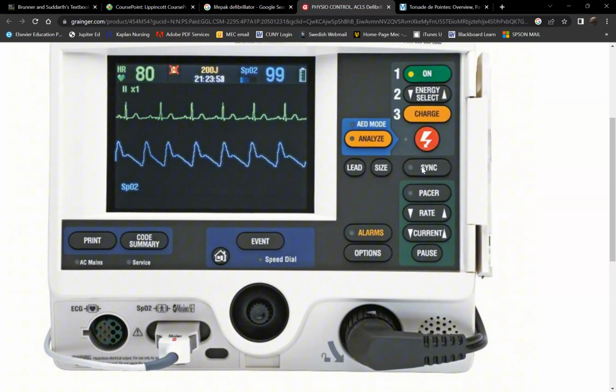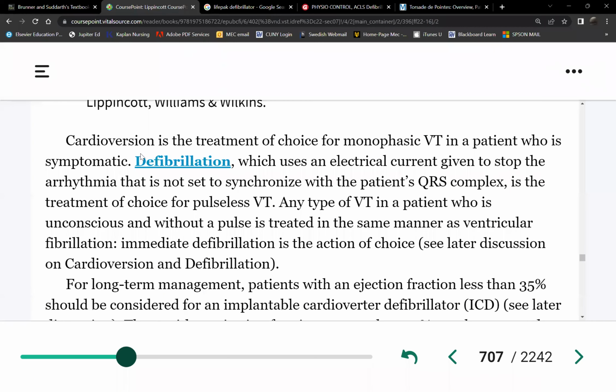So what's the difference between defibrillation and cardioversion? Cardioversion is to regulate the heart. So in cardioversion, it's usually used for a patient who has a heartbeat. Okay, they have a rhythm. In defibrillation, it's only used for 2 rhythms, which are pulseless VTAC and VFib, ventricular fibrillation. Those are the only 2 shockable rhythms. Are we clear?